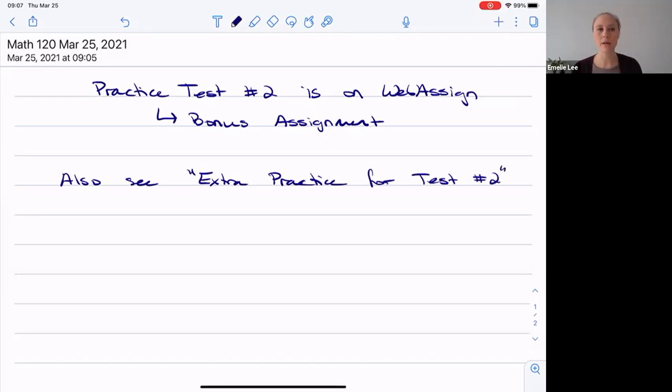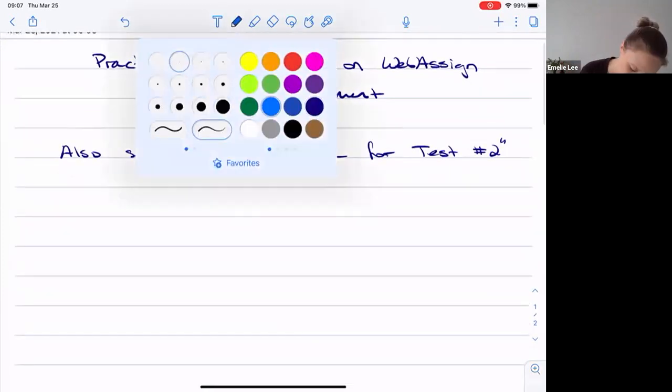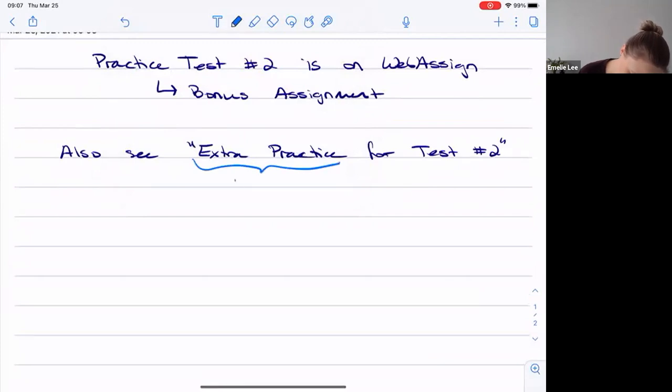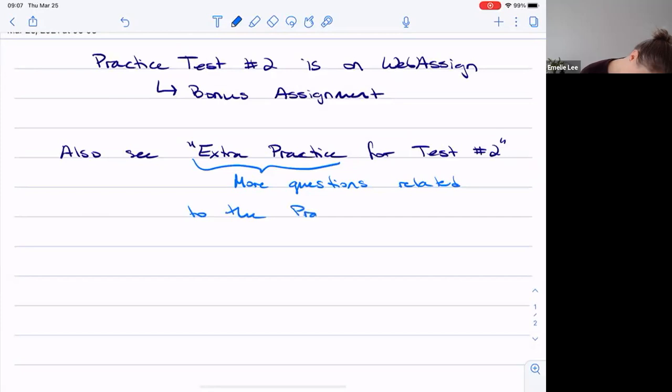This is where I put similar problems, right? So if you're having a hard time with a problem in the actual practice test, then have a look at the extra practice and see if you can find some questions that are related to those. The extra practice is just more questions related to the practice test.